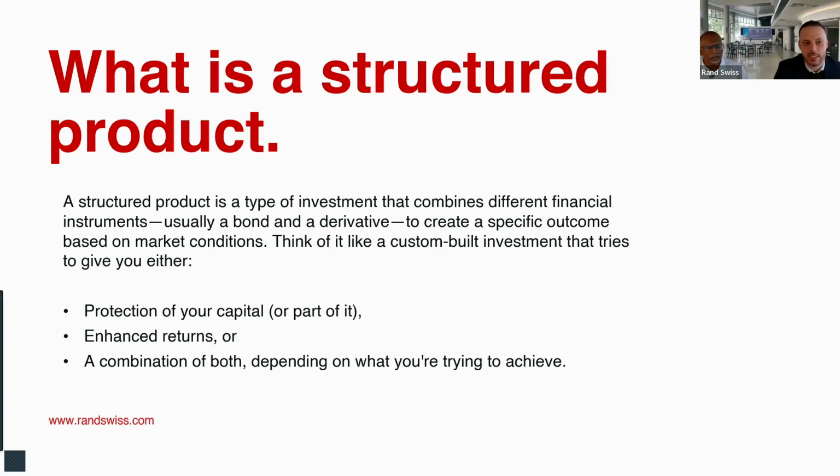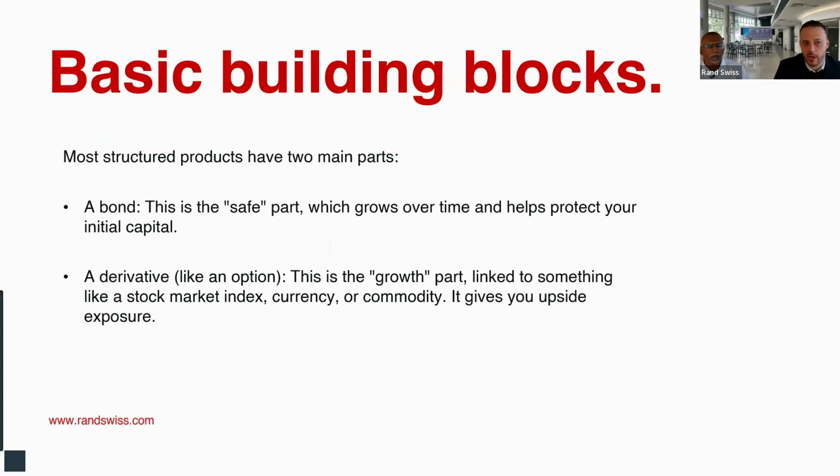A structured product is essentially a type of investment product that combines financial instruments like a bond and a derivative to create a specific outcome for clients. Typically the features of structured products are that they enhance returns in a specific segment of the market. They generally have capital protection on them, and they can have both, depending on what you're trying to achieve. The basic building blocks of a structured product are a bond, which is essentially the very safe part of the structured product, and the derivative or the option that creates the growth profile for you. And we can tailor these pretty much any way we want.